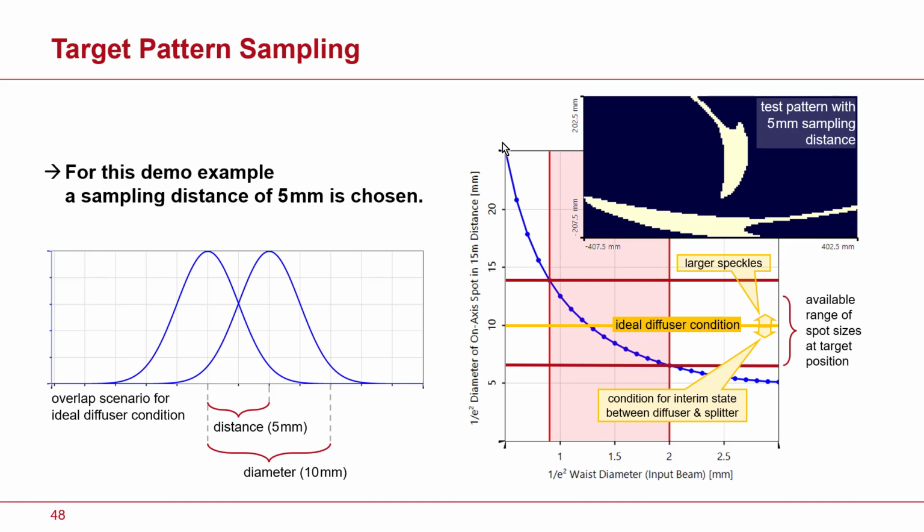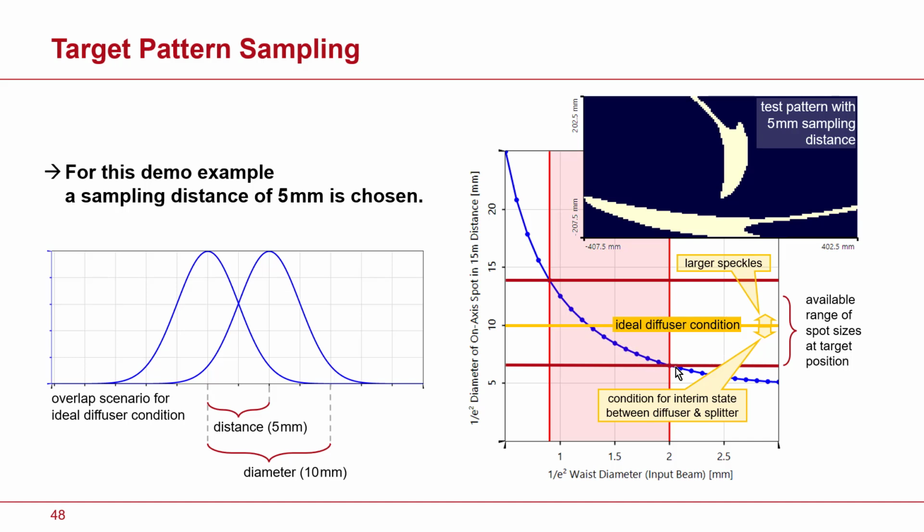What you see here is also a curve generated by VirtualLab, where we investigated the 1 over e squared diameters of on-axis spots in 15 meters distance, depending on the 1 over e squared waist diameter of the input beam. And you see, of course, smaller input beams have a stronger divergence. So in 15 meters distance, they are quite large here, almost 20 millimeters in diameter. But with 20 millimeter diameter, we can hardly generate nicely a pattern which has the smallest lines here of 10 millimeters. So because this is a demonstrational example, we choose here a value of 10 millimeters, which will still make our small lines a little bit wider, but in any case, we would expect a certain soft edge of our pattern. So that is totally fine.